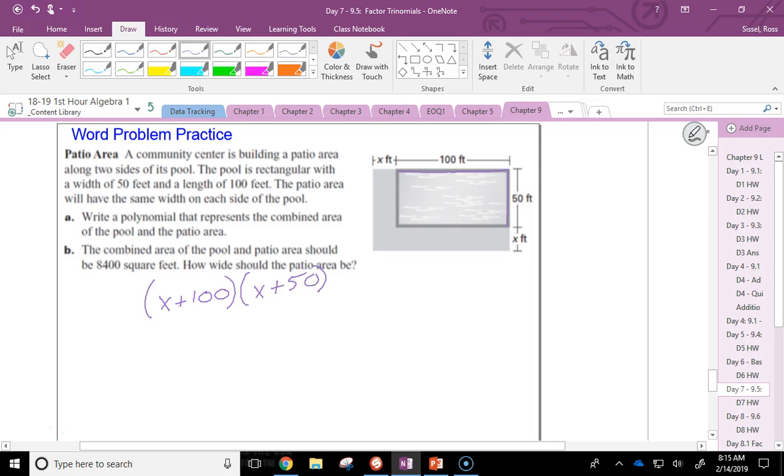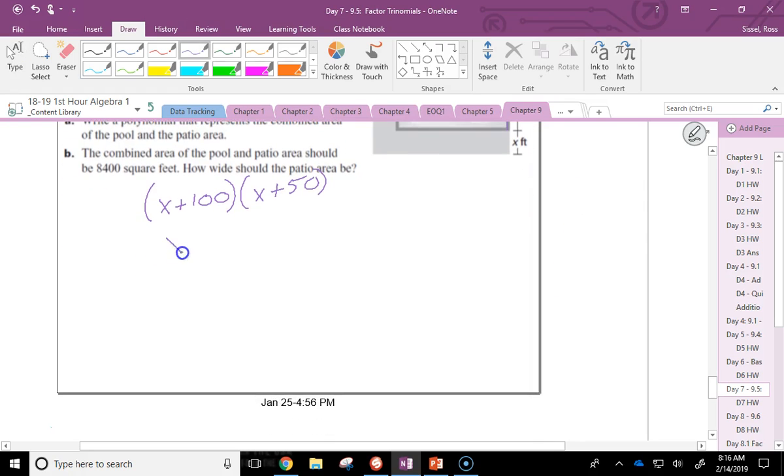And they want us to write a polynomial that represents the combined total. So we can go ahead and do that. We would say x squared plus 50x plus 100x plus 5,000, right? 100, yeah, 5,000, right?